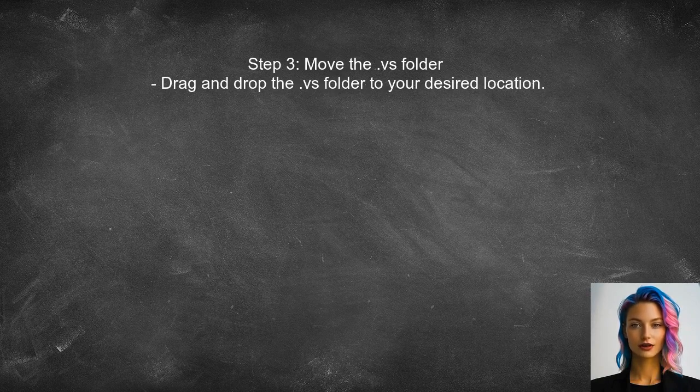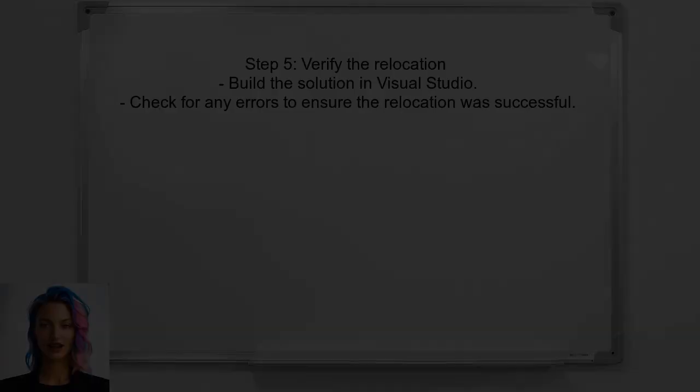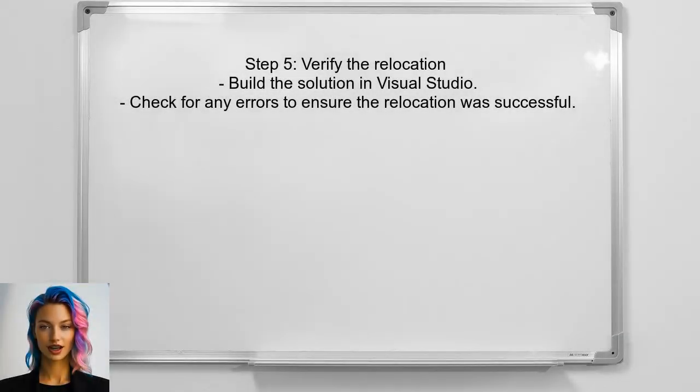This can be done by simply dragging and dropping the folder to the new location. After relocating the folder, the user must inform Visual Studio of the new location. This can be done by creating a new solution or opening the existing solution and allowing Visual Studio to recreate the .vs folder in the new location. Finally, the user should verify that everything is working correctly. They can do this by building the solution and checking for any errors related to the relocation.